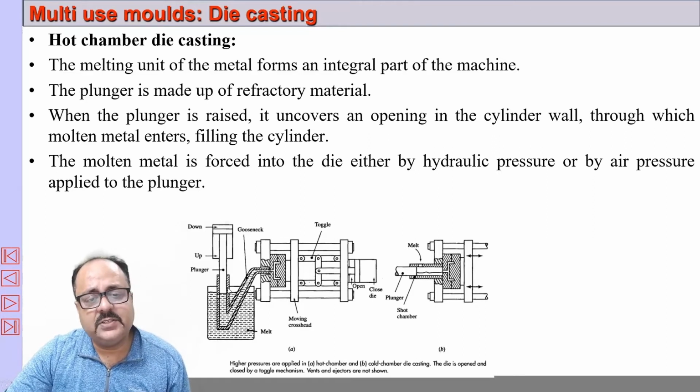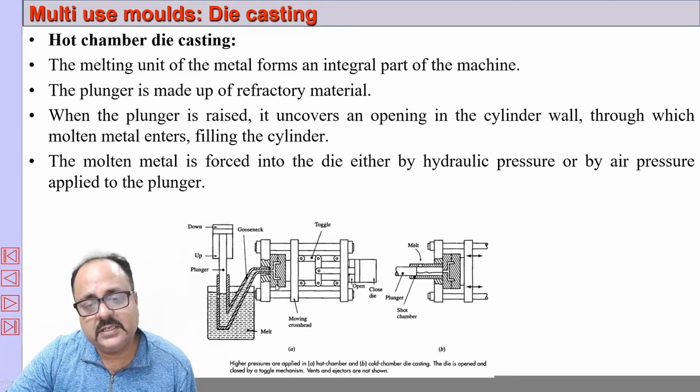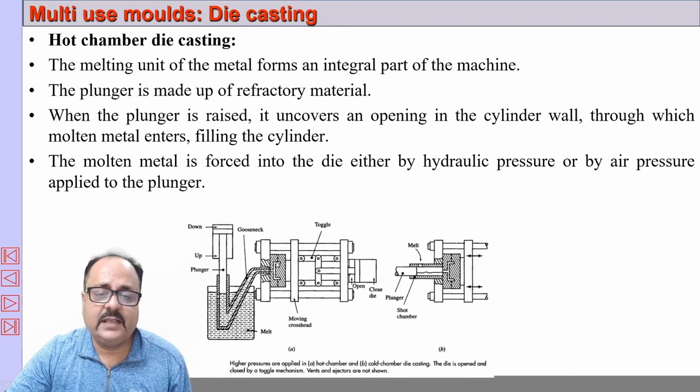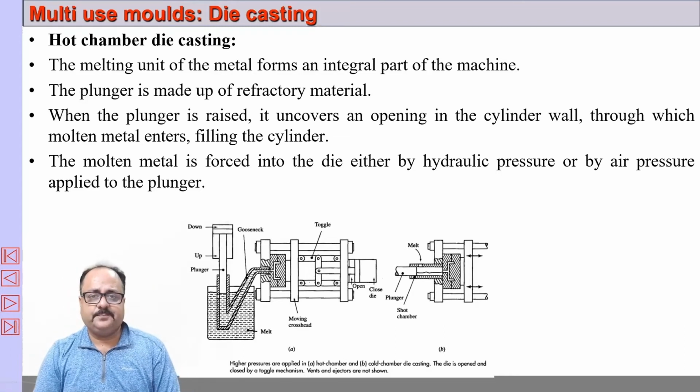Again the plunger moves up and the port opens and fresh molten metal enters and comes down. This fresh molten metal enters into the die cavity, solidifies, then is ejected. This part moves and then it is ejected. So in this manner it takes place.